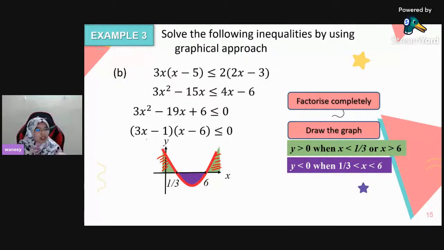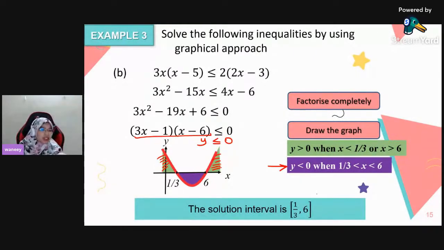Okay, so now refer to this function over here. Let this one be your y. So you are looking at y less than or equal to 0. That means you are looking for this region. So we are going to get something that is less than 0 when x is in between 1 over 3 and 6. Since you do have the equal sign over here, both of them should take the equal sign as well. So the final answer is 1 over 3 and 6.